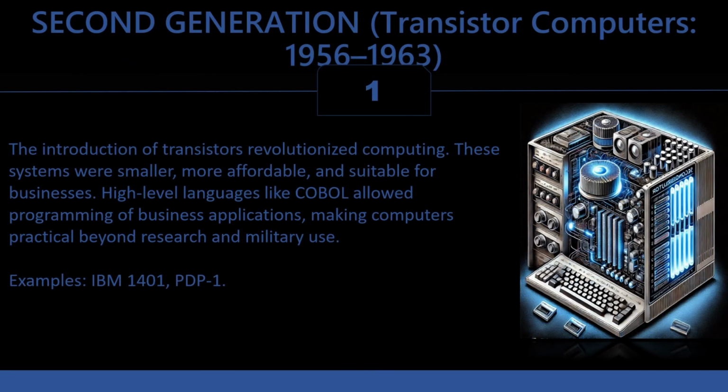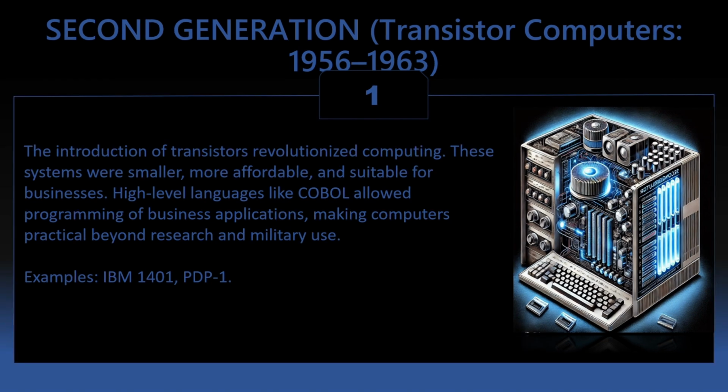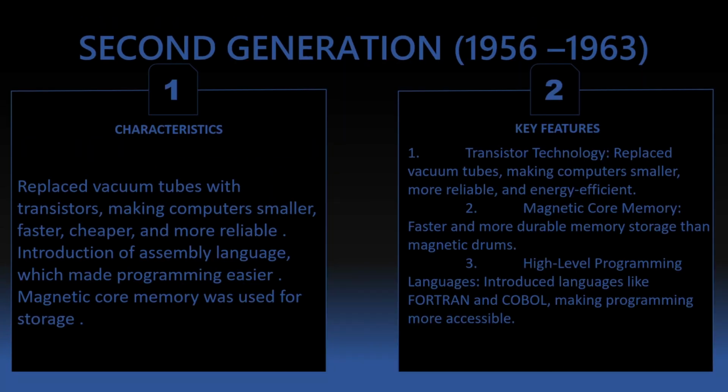The second generation, transistor computers, 1956 to 1963. The introduction of transistors revolutionized computing. These systems were smaller, more affordable, and suitable for businesses. High-level languages like COBOL allowed programming of business applications, making computers practical beyond research and military use. Examples: IBM 1401 and PDP-1.